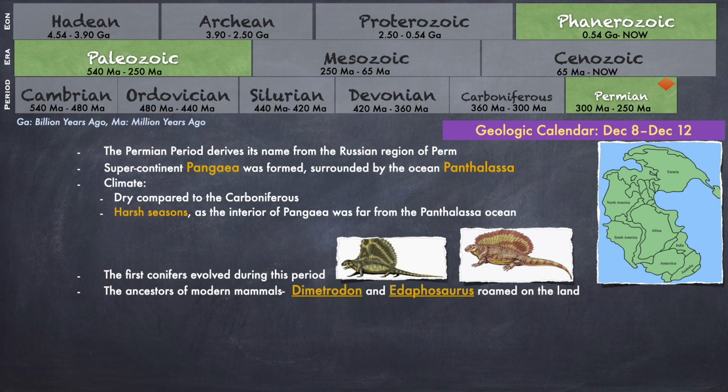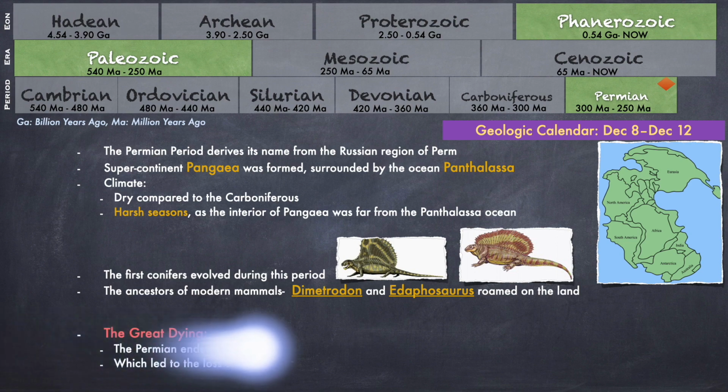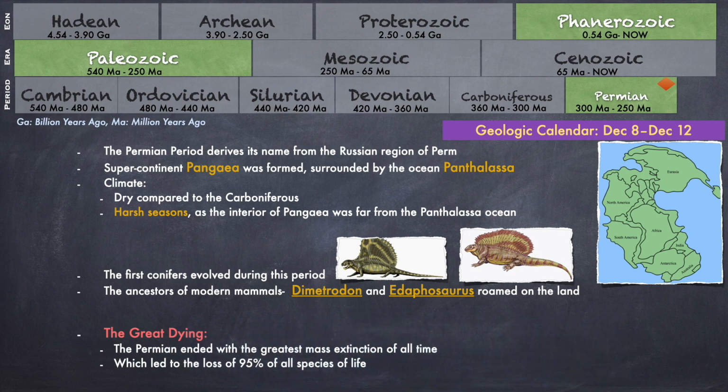In this period, the first conifer trees evolved. The ancestors of modern mammals, Dimetrodon and Edaphosaurus, also roamed the land. At the end of the Permian period, an event happened which is known as the Great Dying Event. This was the greatest mass extinction of all time, in which more than 95% of species became extinct.